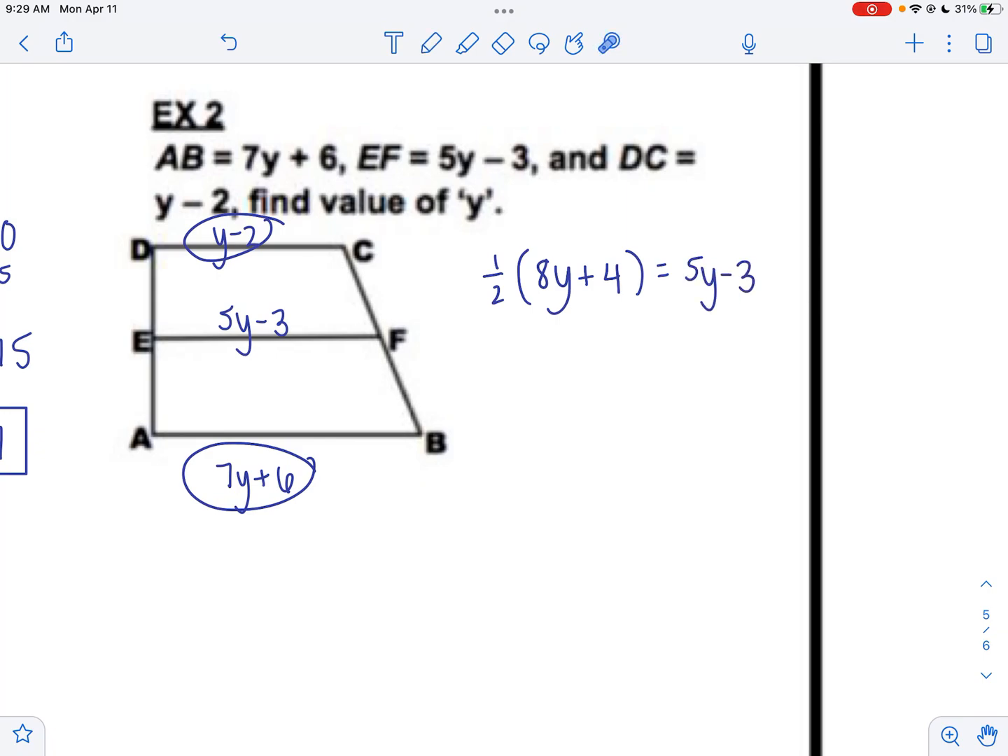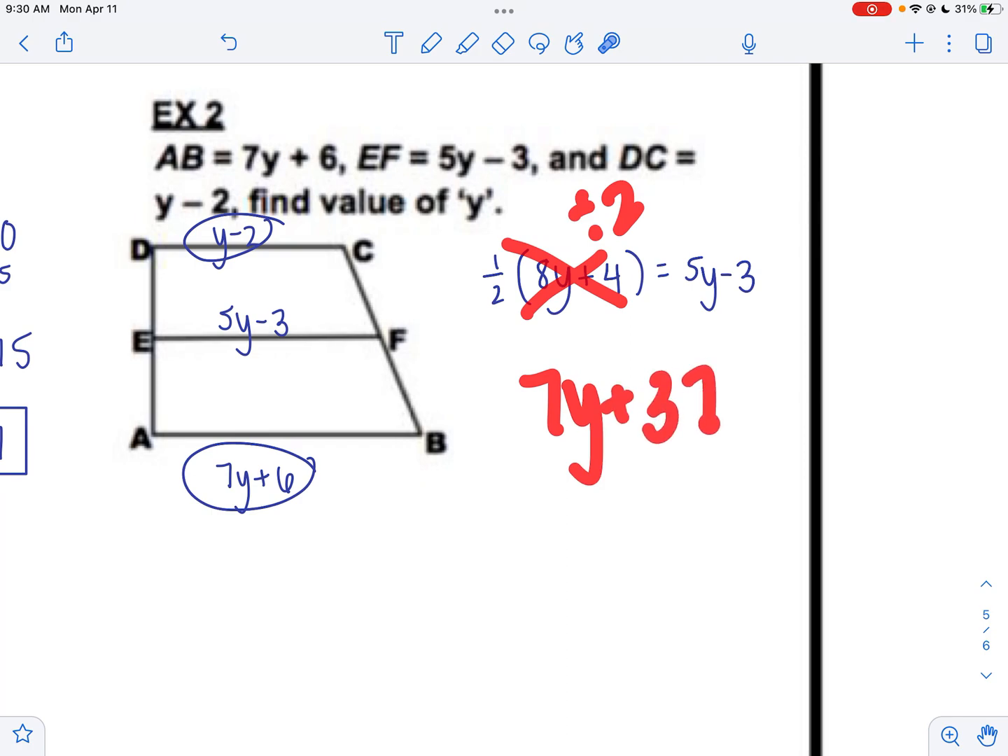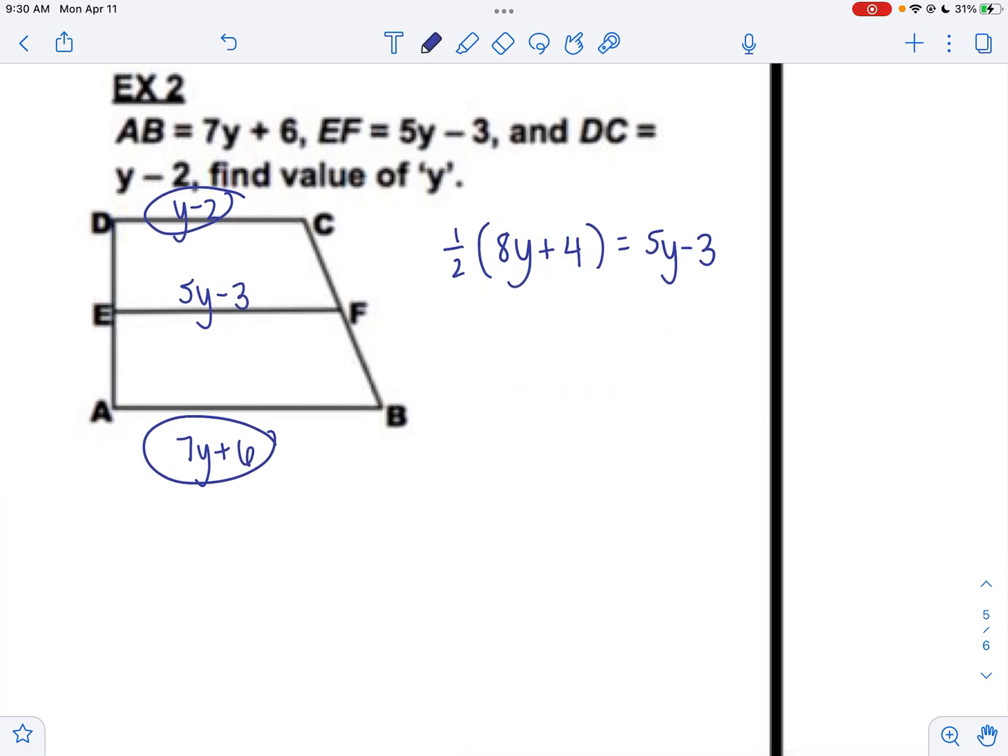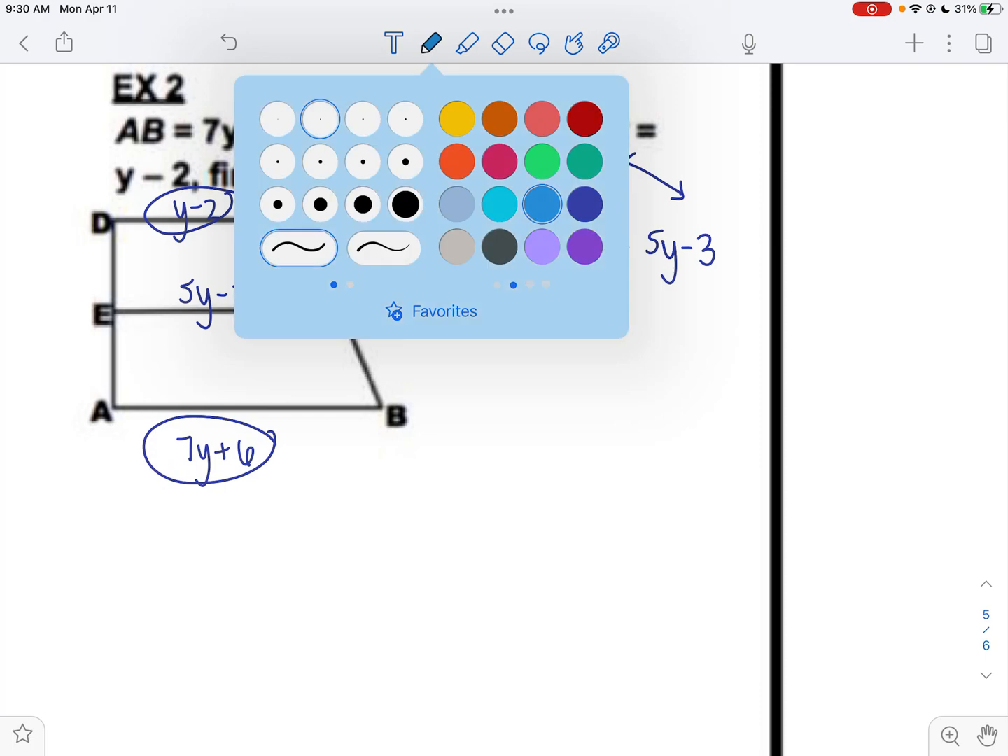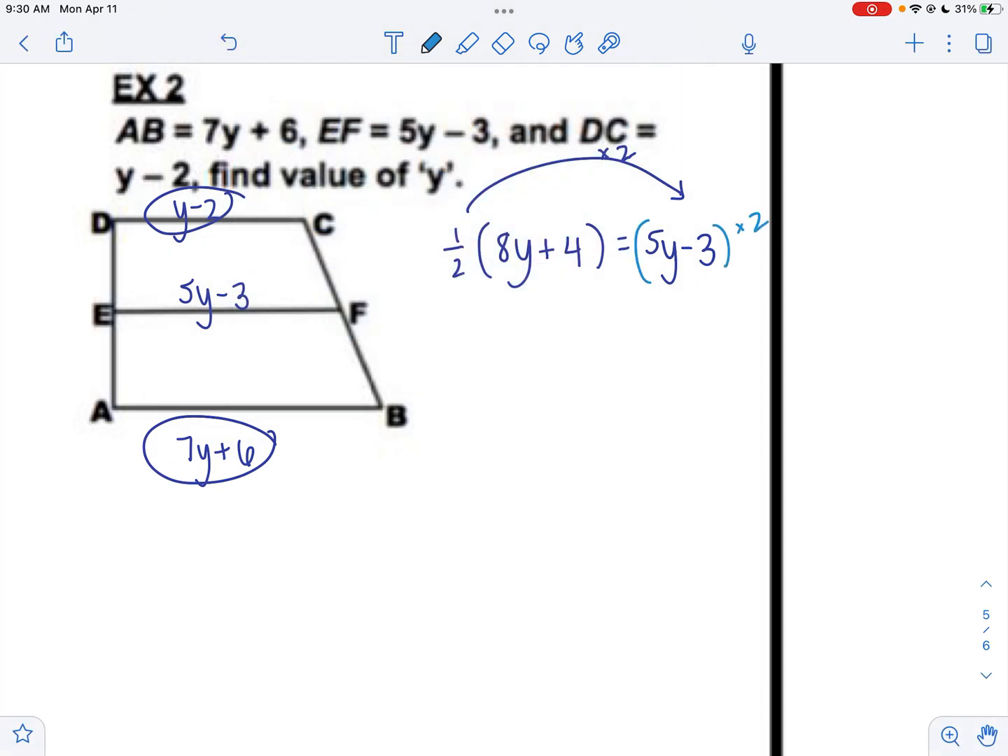Now from here, I've got a few options to solve. I can actually half this, like 8y plus 4 is pretty easy to divide by 2. But let's just say that I couldn't divide it by 2. Let's say that it was like 7y plus 37 or something weird. Well, the alternative is just to multiply the opposite side by 2, because remember, whenever we're solving equations, we do opposites. So instead of halving this, I'm going to multiply my other side by 2. So 8y plus 4 would equal 10y minus 6.